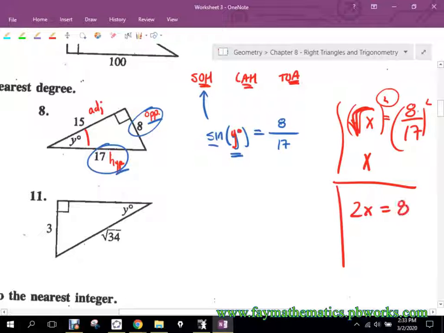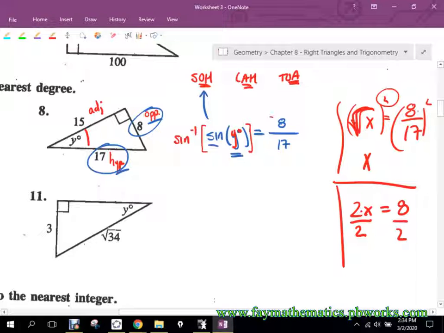If I had something like this, these two things are being multiplied, right? 2 times x. To get that x by itself, I use the inverse of multiplication. So I divide both sides by 2. Same thing here. You have to use the inverse operation. It's just a little bit different because the inverse operation for sine is what we call sine inverse. Okay, so it's going to be that kind of notation.